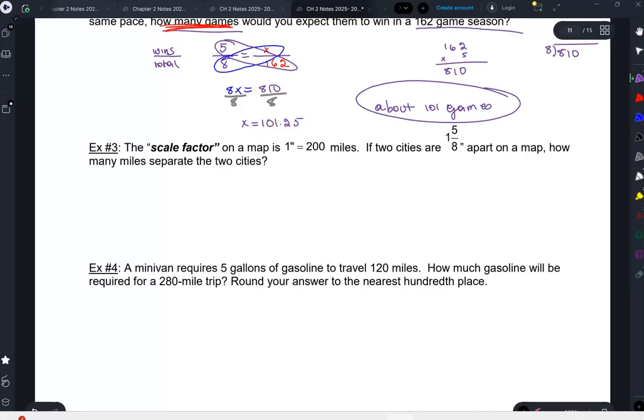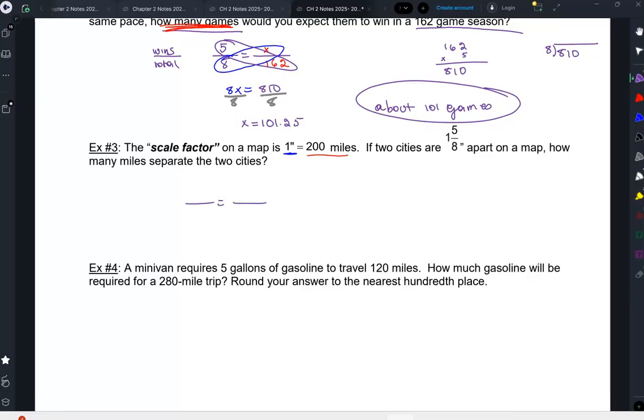Okay. Scale factor. You guys know what a scale factor is, right? Because like if you have a map, it's not going to be the size of the world, right? So everything is scaled down. So the scale factor on a map is 1 inch is 200 miles. If two cities are 1 5/8 inches apart on a map, how many miles separate the two cities? So take a look.